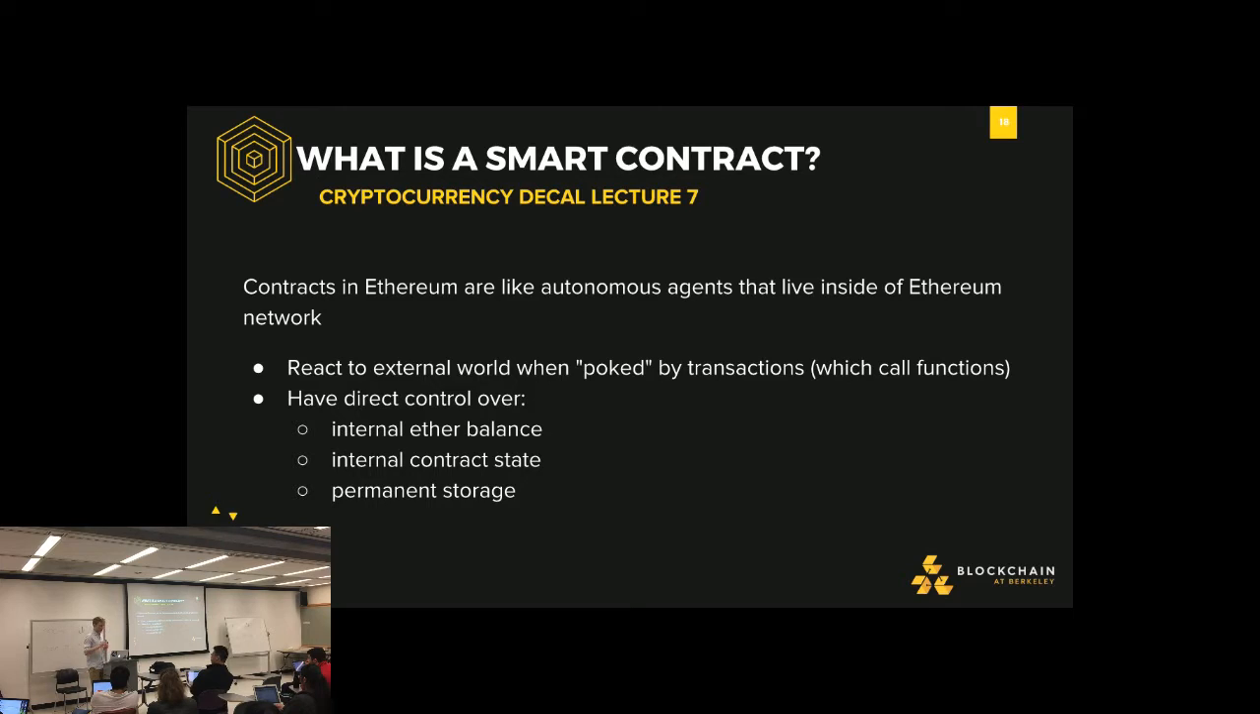So one way you can think about smart contracts is as autonomous entities that live in the magic blockchain land. They essentially don't do anything until you give them some sort of external stimulus, and the way we do that is by poking them with transactions. Those transactions have some metadata that says, call function foo, or send money from Alice to Bob. Each of these smart contracts is actually just an account. And because those smart contracts are just an account, they have control over their own address, their own ether balance, their own permanent storage, et cetera.